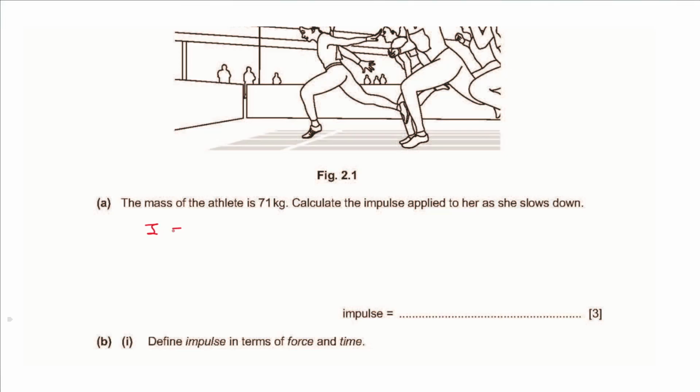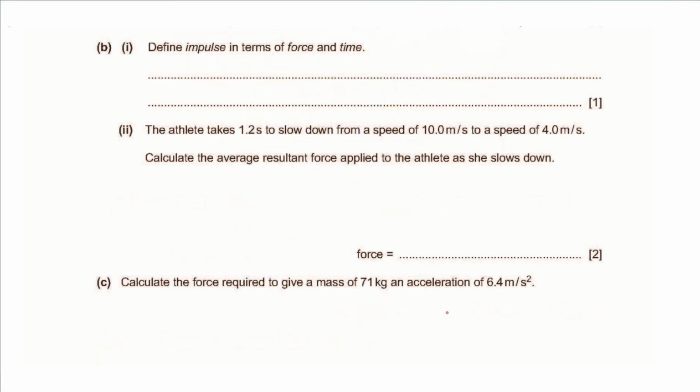So the impulse is equal to the change in momentum, which is mass multiplied by the change in velocity. And we have the mass 71 and the change in velocity, the final 4, and the initial is 10.0. This gives an answer of 426 kilogram meters per second, or we can write it as negative 426 kilogram meters per second. Question BI says define impulse in terms of force and time. We can say that the impulse is equal to force multiplied by time. This is the equation we need to calculate the impulse.